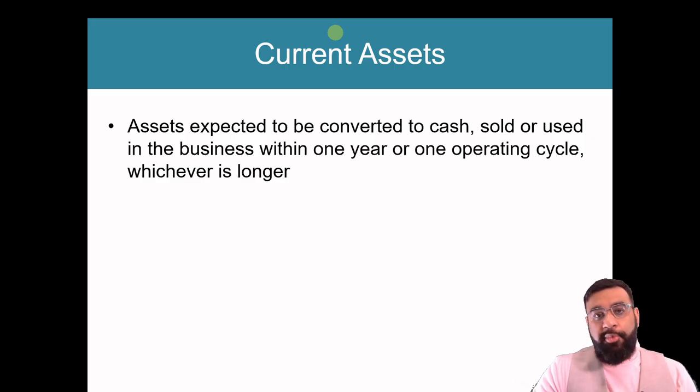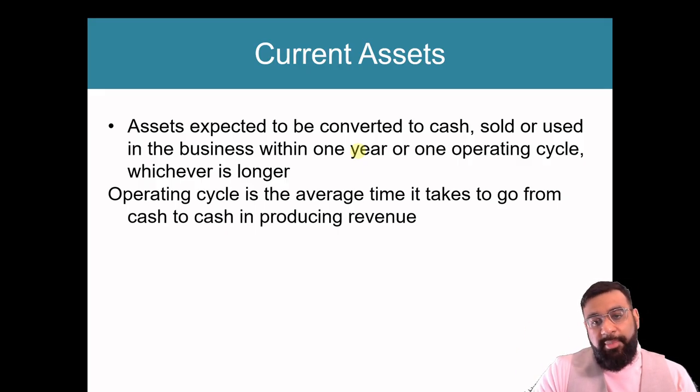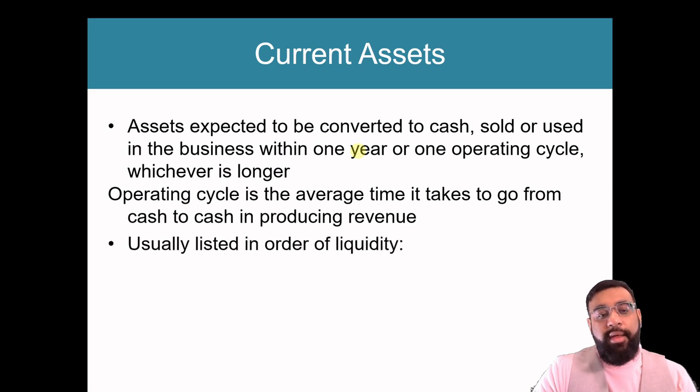However, when it comes to current assets and current liabilities, I always tell my students to think about it as less than 1 year, just to kind of simplify it within their minds, right? So a current asset is an asset that is due within 1 year. So once again, operating cycle is the average time it takes to go from cash to cash in producing revenue. We just talked about that.